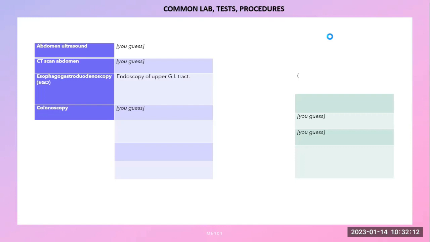Endoscopy. No, that means endoscopy of colon. Okay, so what does it mean? So I'm a patient. I don't understand that. I have a camera in the colon and can see.